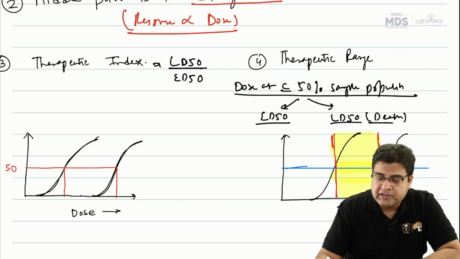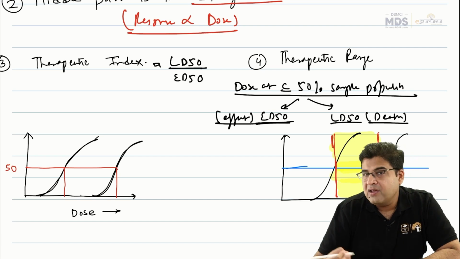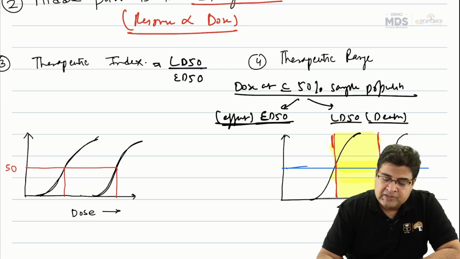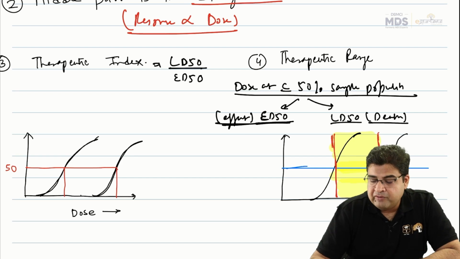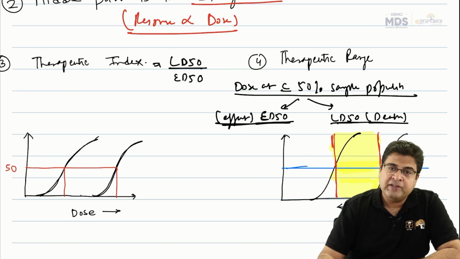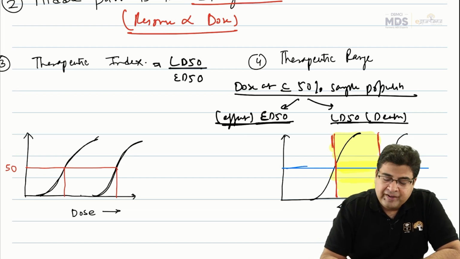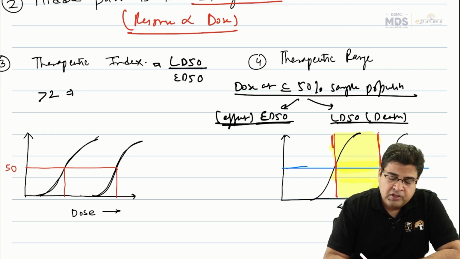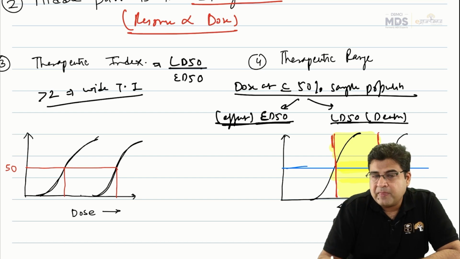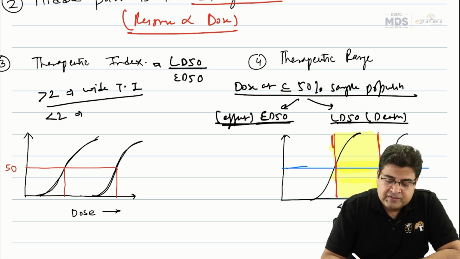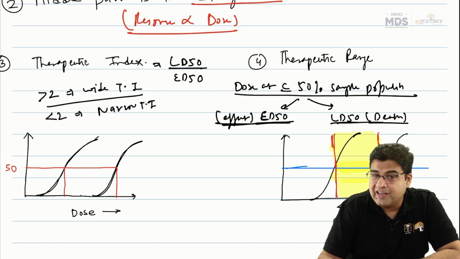LD50 shows the death of the sample, as we are doing an animal experiment, and ED50 shows the effect in the samples or animals. When 50% of animals show the effect, we call it ED50. When 50% of animals die in the experiment, that dose is known as LD50. When we divide these doses, this gives us the therapeutic index. When the therapeutic index is more than 2, we say the medicine has a wide therapeutic index and is safe to use. When it comes out to be less than 2, we say the medicine has a narrow therapeutic index and is unsafe to use.